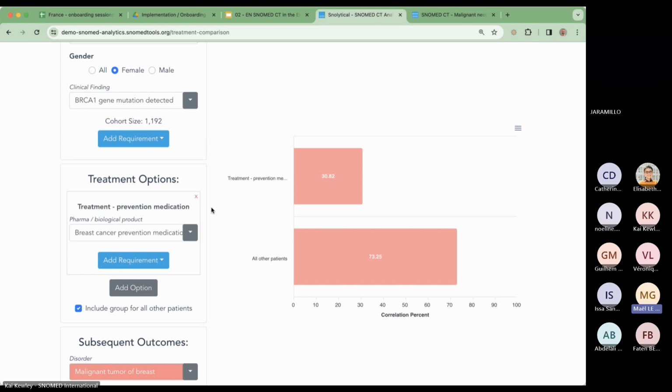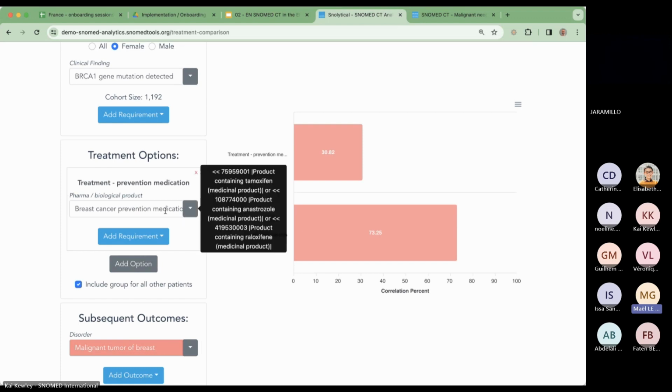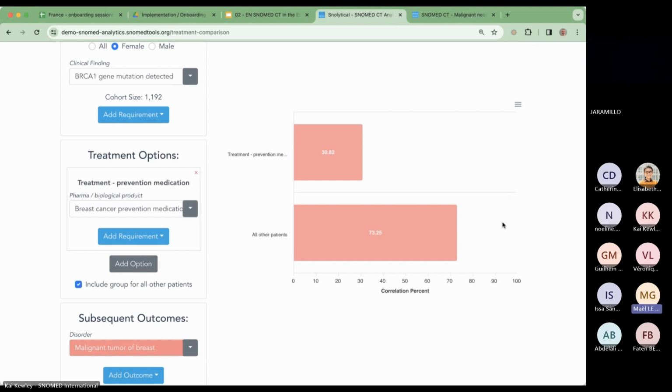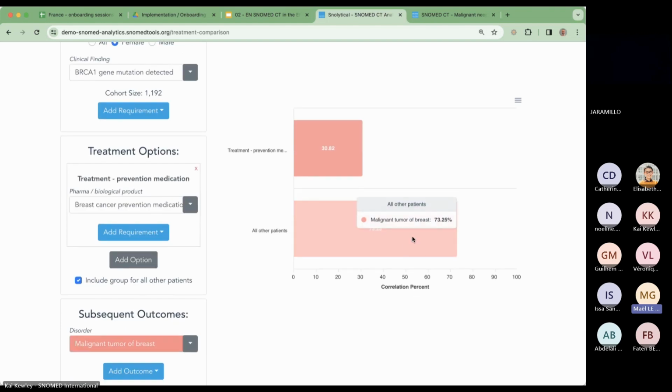So we can see that this has a dramatic effect on the outcomes. The patients who are taking the preventive medication have just a 30% correlation with breast cancer. And these are subsequent outcomes. So it's important that the tumor of breast is being recorded on the record after starting taking these medications. And it's around 30%. And for the patients who are in this group with the gene mutation, who are not taking the medication, the correlation with breast cancer is really very high, around 73%.